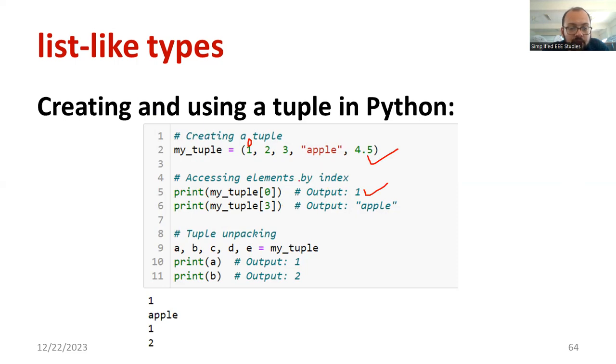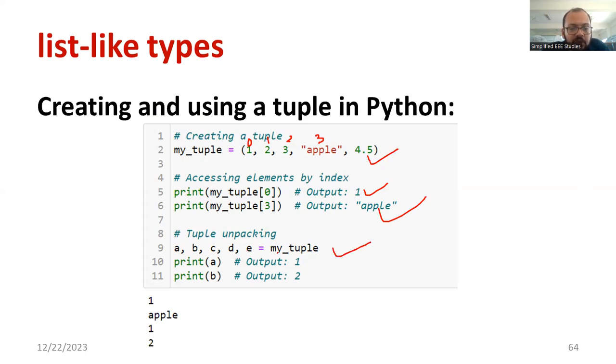1 is the output. Which is the second position, 2 is the output. The third position is actually, like we can say, 0, first, second, third. Third position will be apple only. Apple is the output. So if we talk about unpacking, how to unpack the tuple.